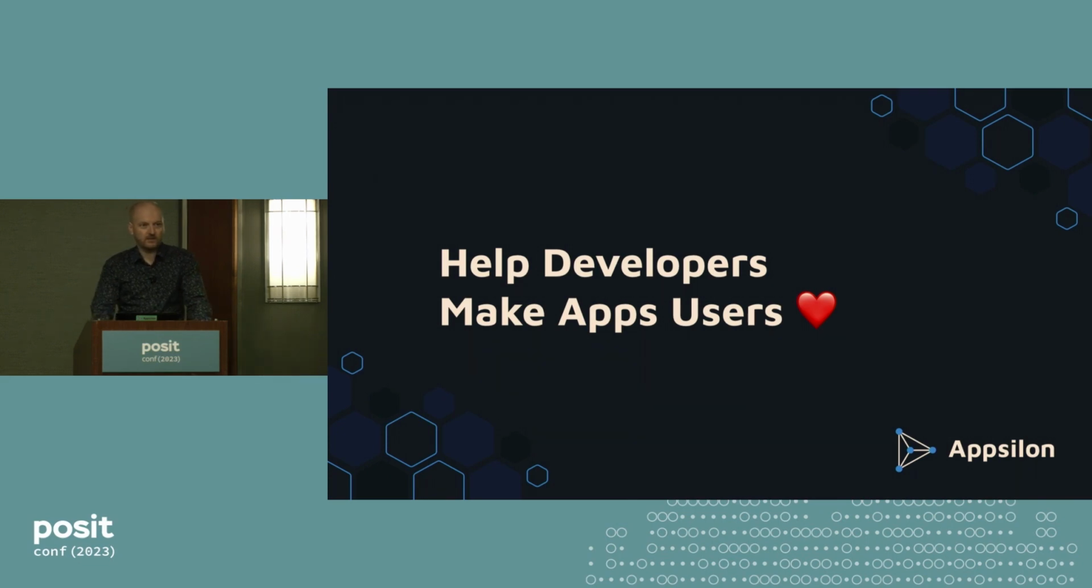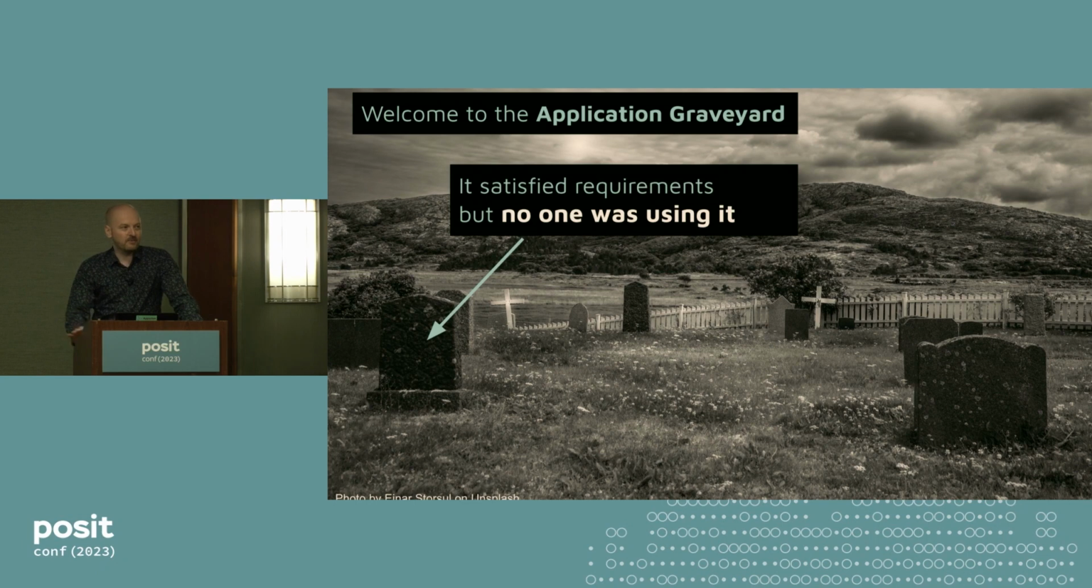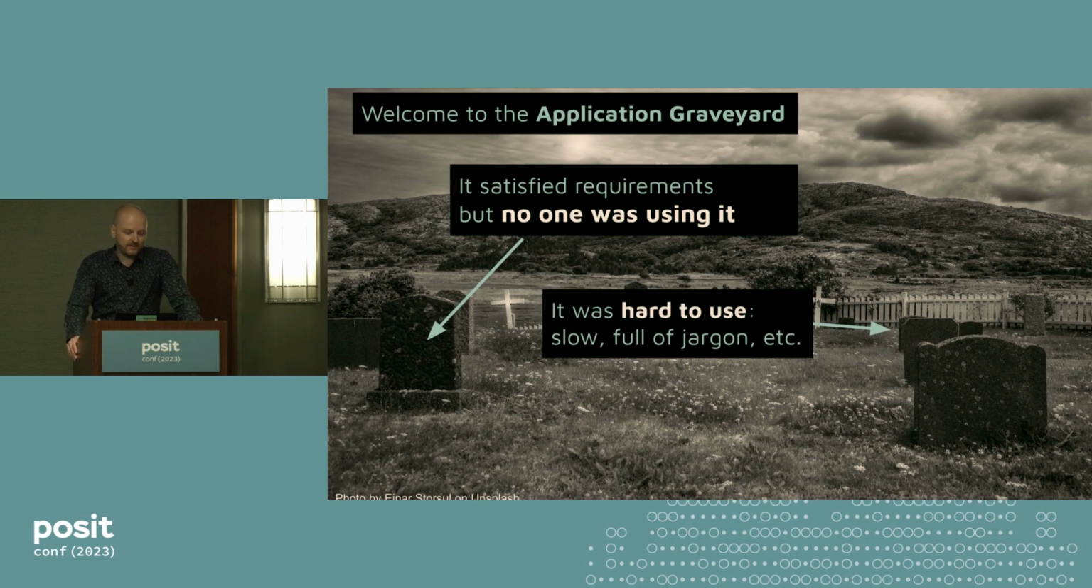But before we talk about what we do want to achieve, let's talk a little bit about what we want to avoid. So welcome to the application graveyard. This is a place where applications go when they are not quite what we set out to achieve. So for example, some apps, strictly speaking, satisfy requirements, but perhaps then no one ends up using them. Perhaps they are just too hard to use. Maybe they are too slow, they are full of technical jargon, or have some other deficiencies that make them hard to use. That can easily kill an app.